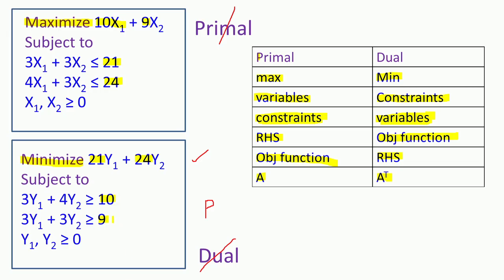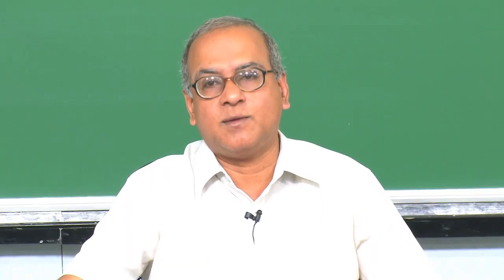maximize 10x1 plus 9x2, x1, x2 greater than or equal to 0. So you observe that if this problem becomes the primal, then this problem will become the dual. So we go back and generalize that if the primal is a minimization, the dual is a maximization. The number of constraints in the primal is equal to the number of variables in the dual, and the same table is applicable.